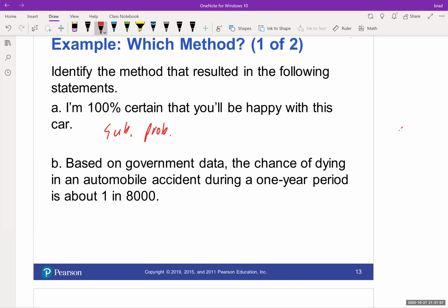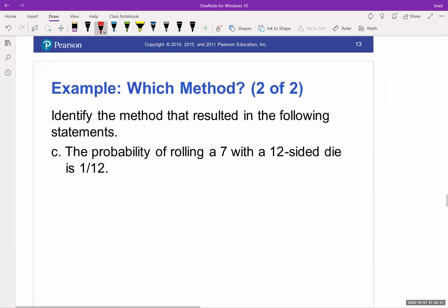So then the next one says, based on government data, the chance of dying in an automobile accident during a 1 year period is about 1 in 8,000. So they've gathered data and basically observed this, right? And then they're telling you it's 1 in 8,000. So this sounds like relative. So this is relative frequency. Okay, let's go to the next one.